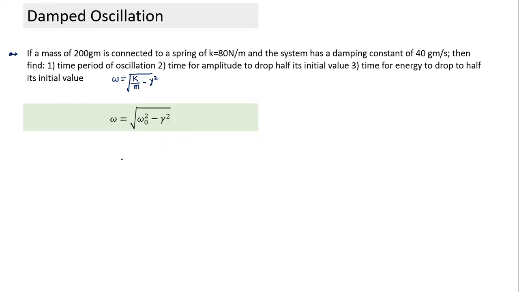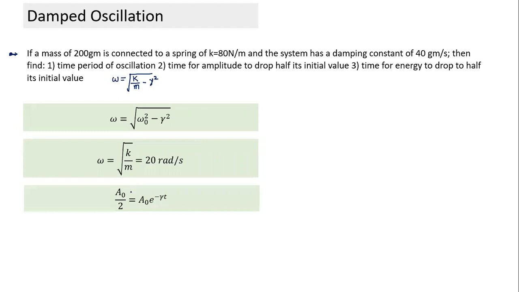So let's do that. That's my formula, and this term is nothing but omega naught square minus gamma square. Let's put this value here. What is omega naught? Root of k by m. What is k? We substitute 80 divided by 0.2 and we get the omega value. And what is gamma value? Can we calculate gamma? Gamma is equal to b by 2m. Is b 40 here?